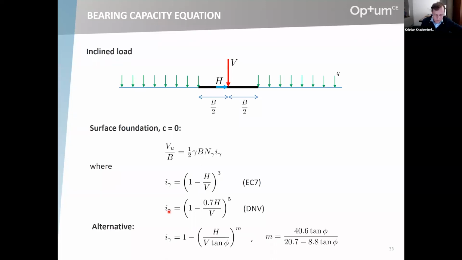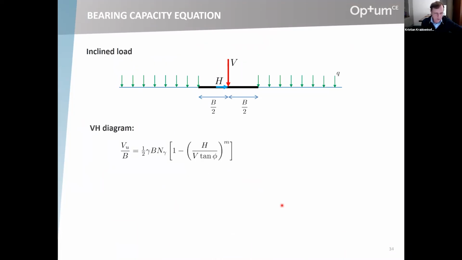So you can try to do that, and I've tried to do that. You want to make the factor a function of this sliding ratio. I've introduced an exponent m. It turns out to be friction angle dependent, but it's actually pretty accurate, it turns out.